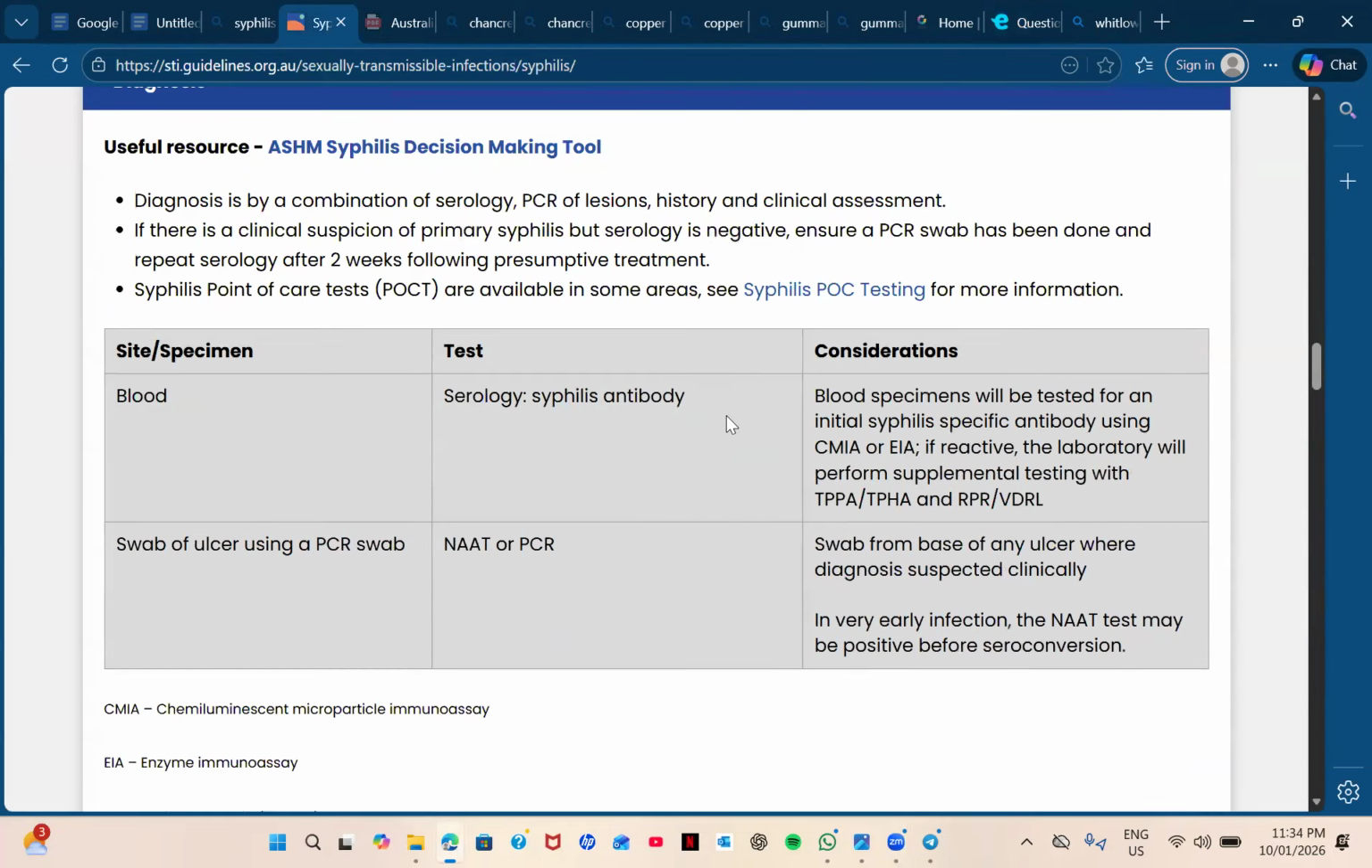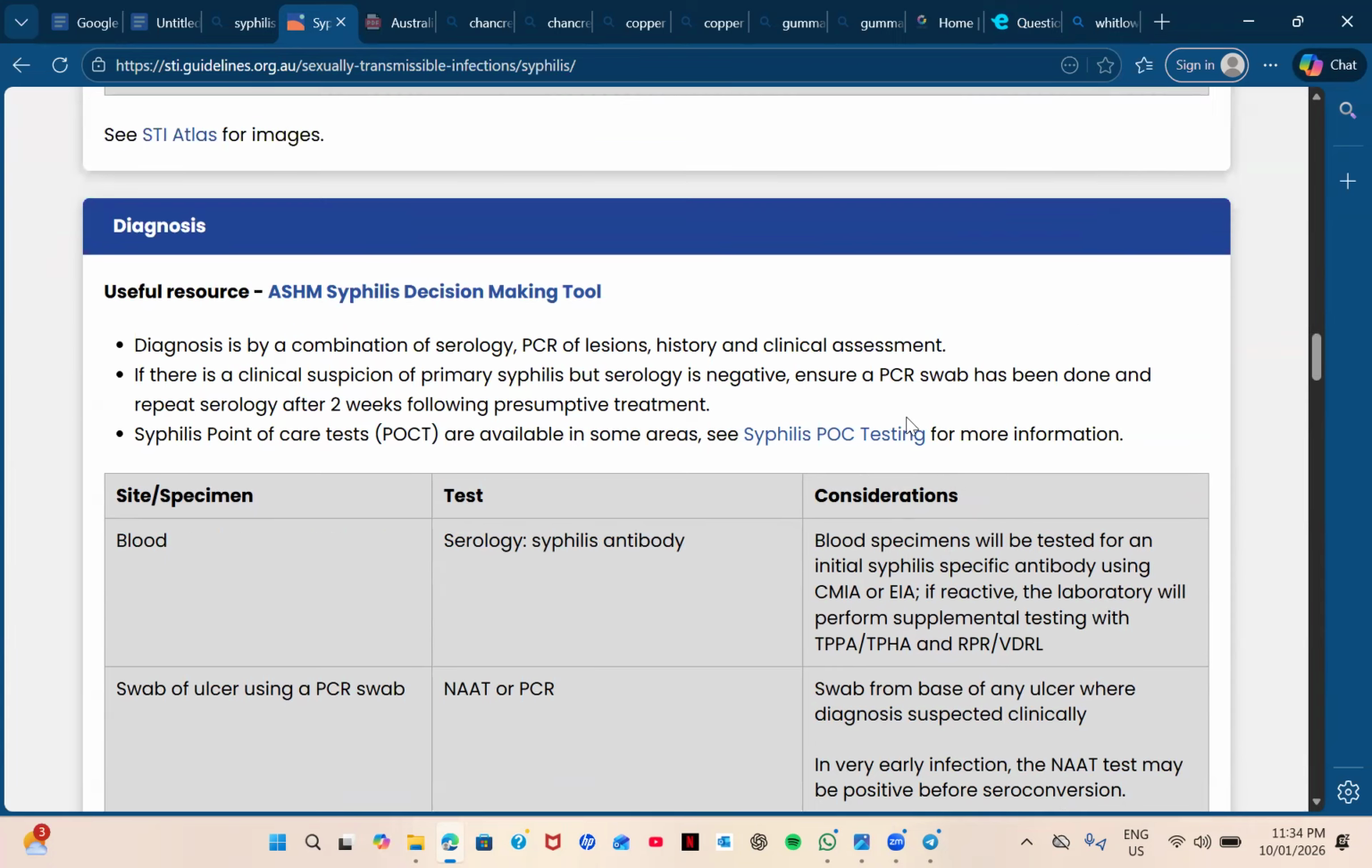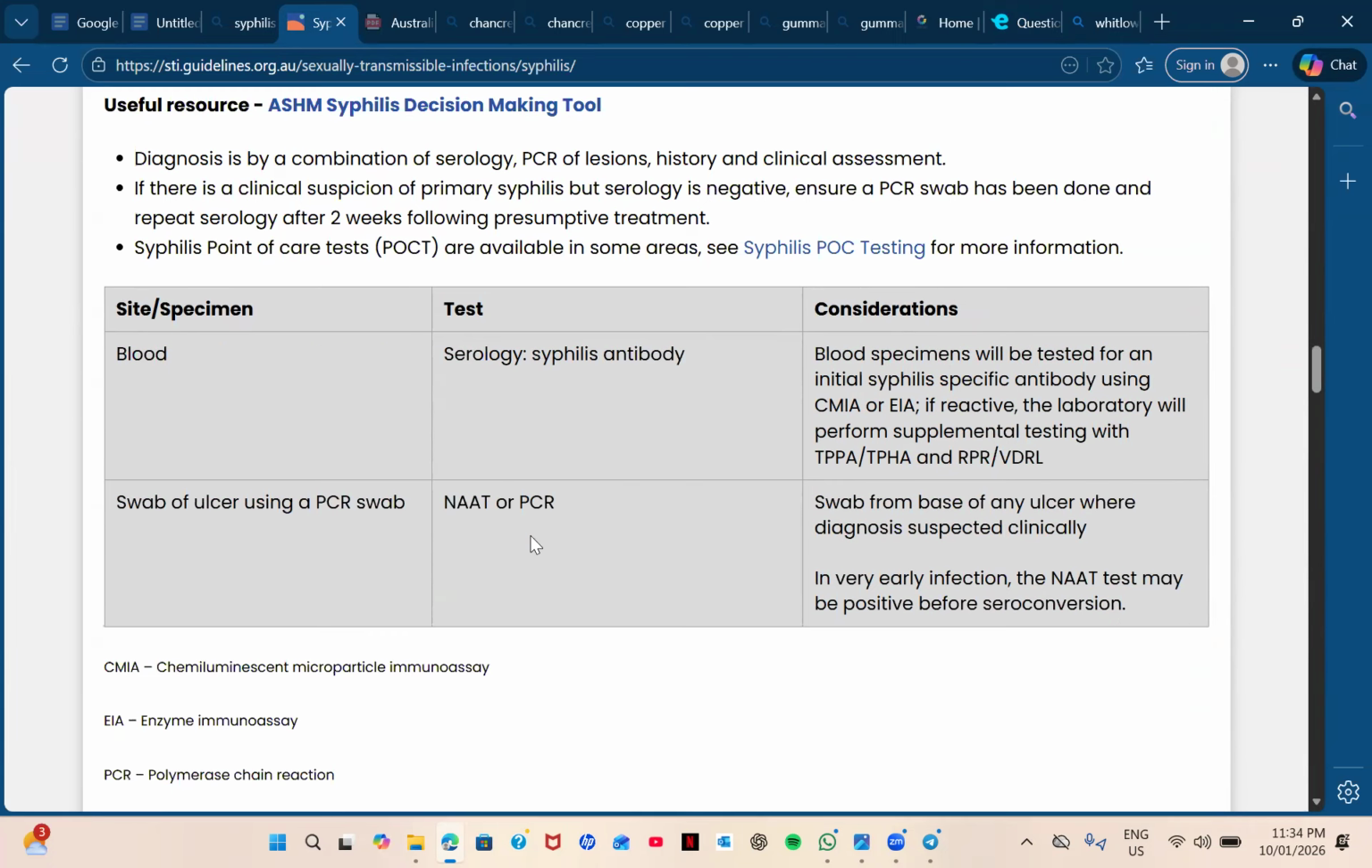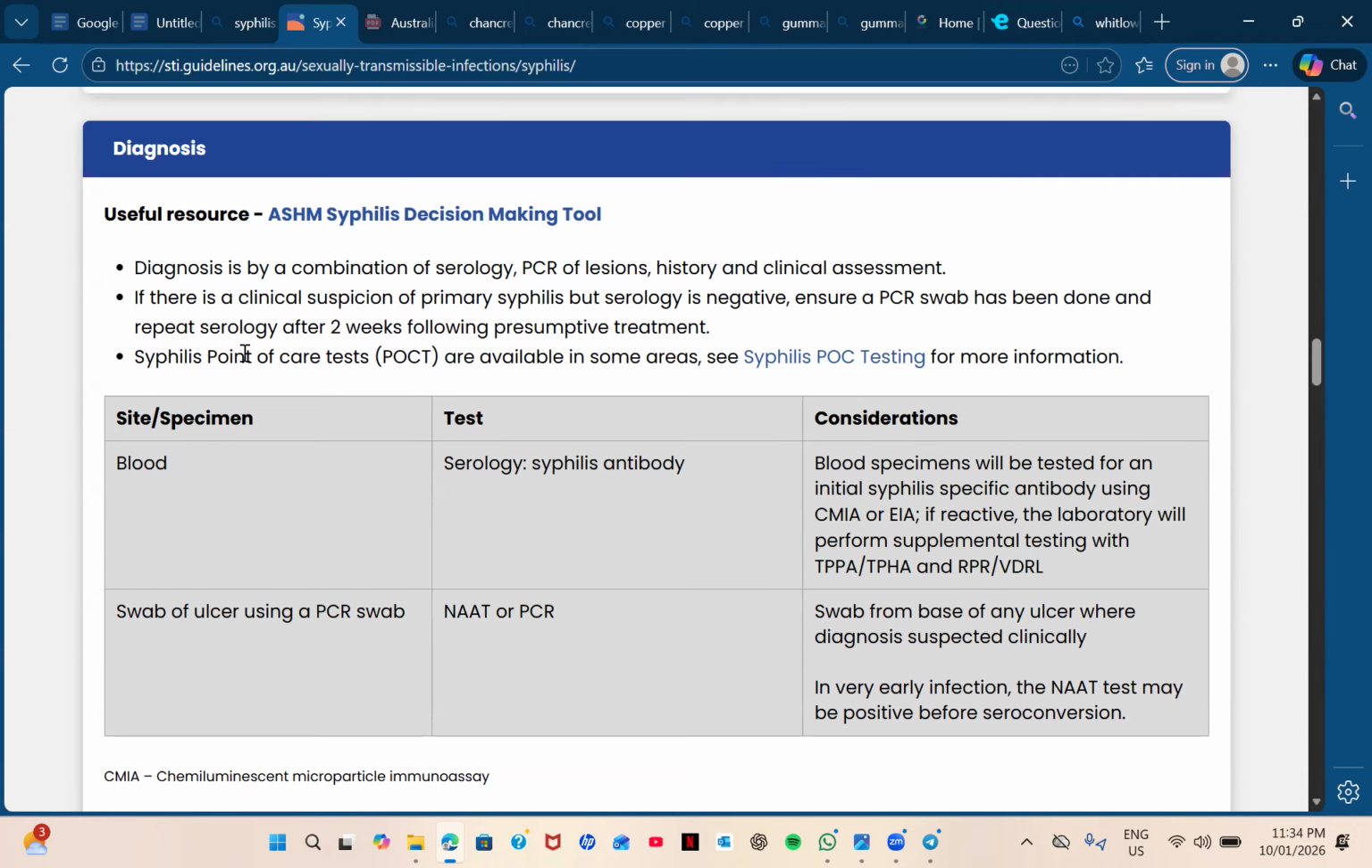Here they have mentioned that the blood specimen will be tested for an initial syphilis specific antibody using the CMIA or EIA. If reactive, the laboratory will perform the supplemental testing that we discussed in the question, TPPA, TPHA, and these things. Then the NAAT test, which they have mentioned here.